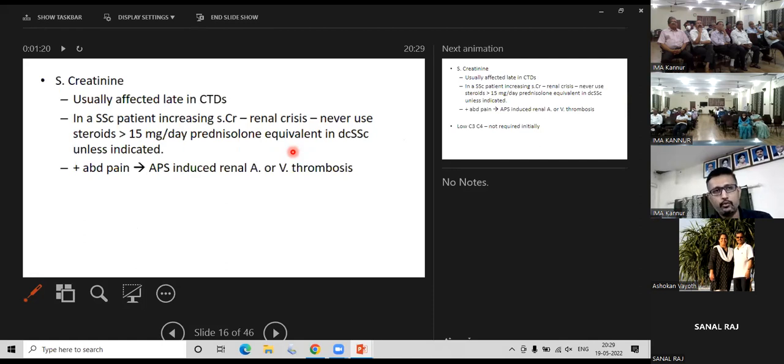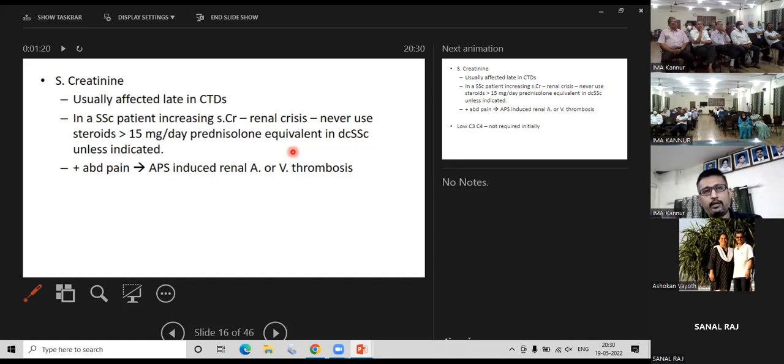Serum creatinine is usually affected later in CTDs compared to vasculitides. In a scleroderma patient with an increasing serum creatinine, always think about a renal crisis. You should never use steroids in these patients at more than 15 milligram per day. It tends to push them to a renal crisis, especially in diffuse cutaneous. In limited cutaneous, the correlation is not that strong, but in diffuse cutaneous systemic sclerosis, usage of more than 50 milligram per day prednisone is a high risk for scleroderma renal crisis.